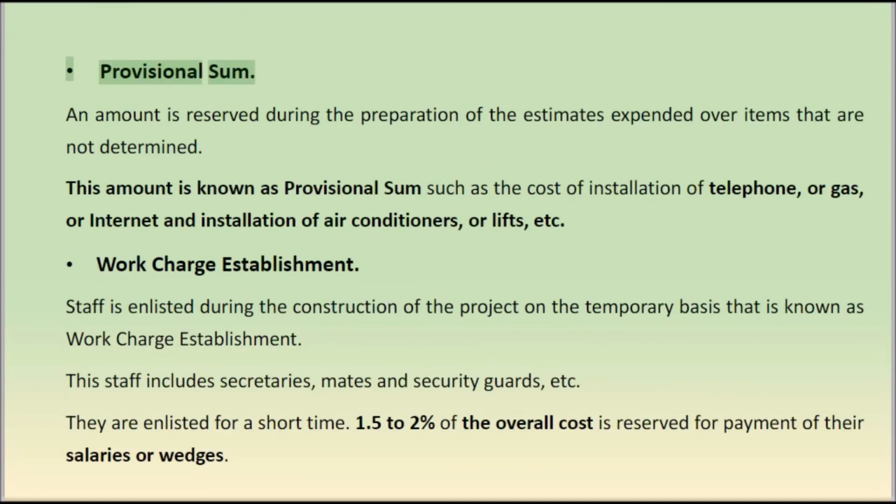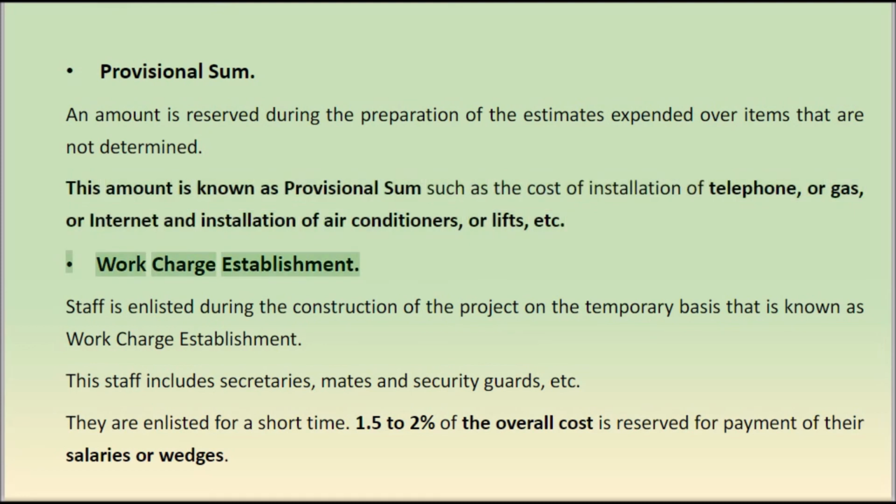Provisional sum. An amount is reserved during the preparation of the estimates, expended over items that are not determined. This amount is known as provisional sum, such as the cost of installation of telephone, or gas, or internet, and installation of air conditioners, or lifts, etc.